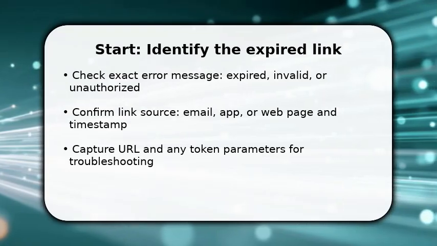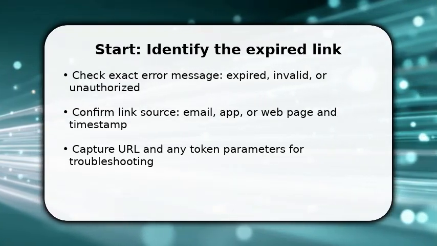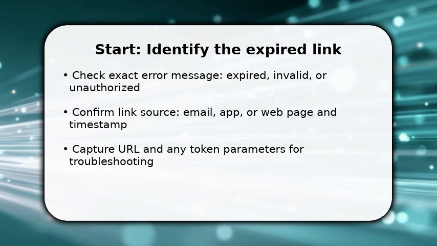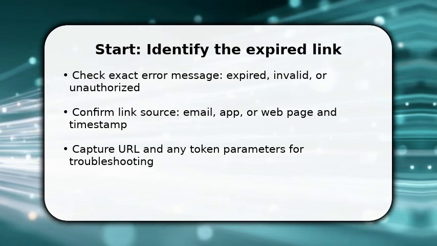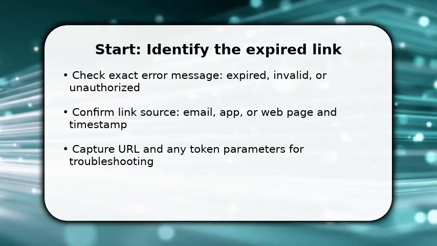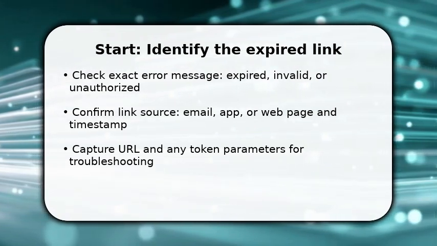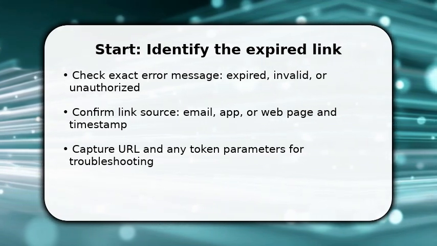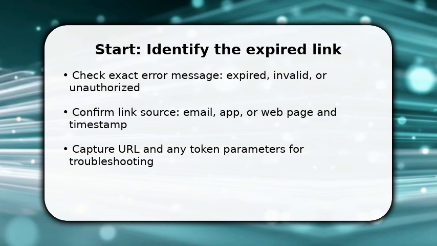You begin by verifying the error and origin so you don't chase the wrong fix. First, read the precise message, expired, unauthorized, or invalid, and note when you received it. Next, confirm whether the link came via email, an app, or a web page, and copy the full URL including any token or query string.